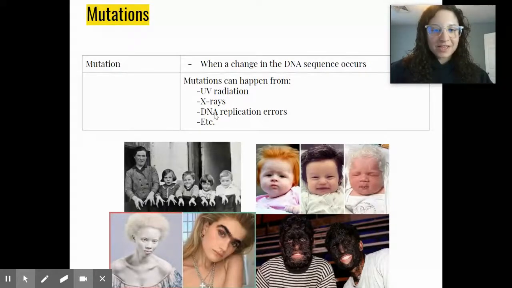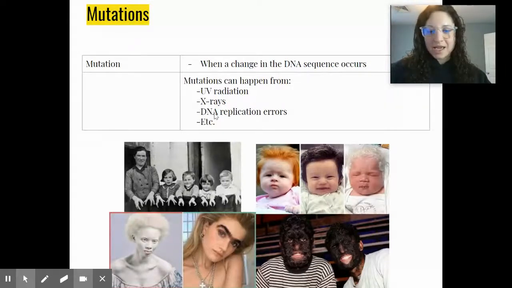Now, if this mutation occurs during the replication process and you are actually making a gamete cell, so meiosis, if you are making an egg cell or a sperm cell and that error occurs in the replication process, that's when you can pass on this mutated allele to your offspring.